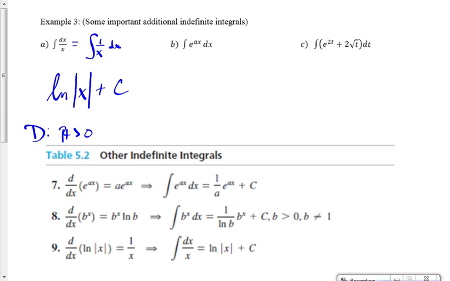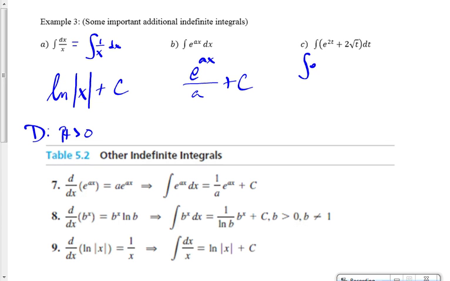E to the x functions are our favorite functions. E to the x is its own derivative, but we understand that chain rule piece: the a is a multiplier, so the derivative of e to the ax is a e to the ax, and we don't have that a in our original function, so we need to divide by it. So it's e to the ax divided by a plus c, kind of like what we did with the trig functions not too long ago. Same idea here with c.